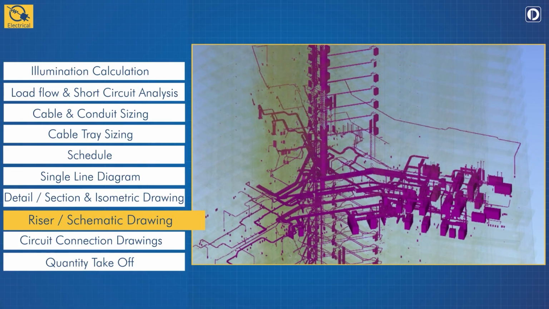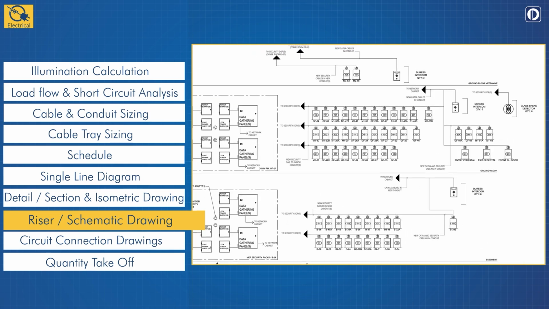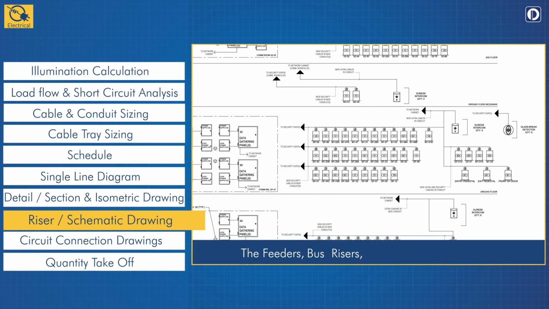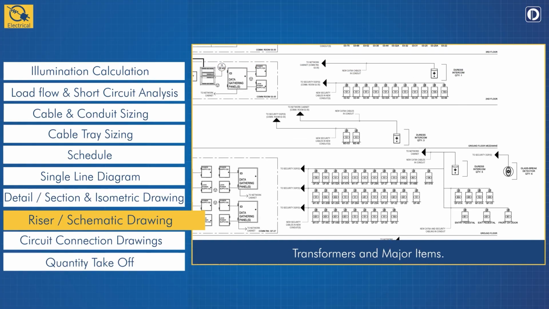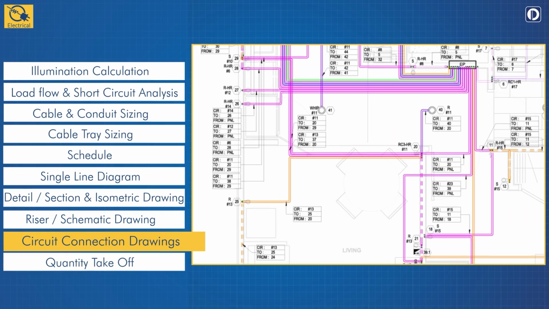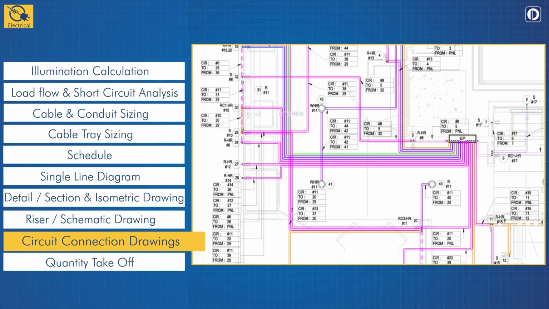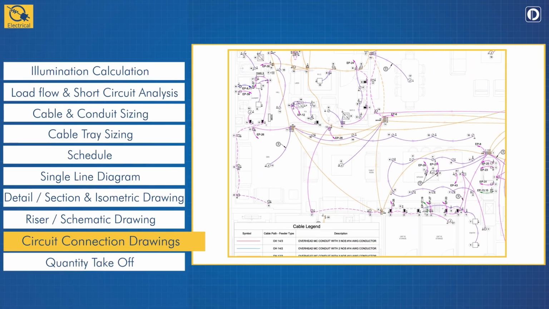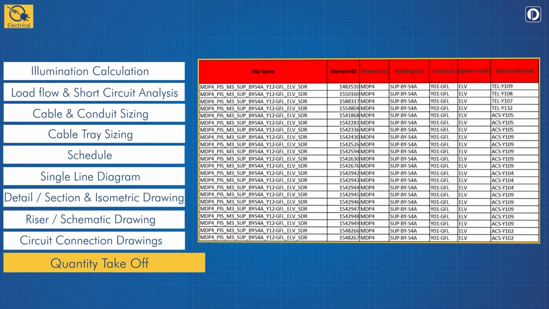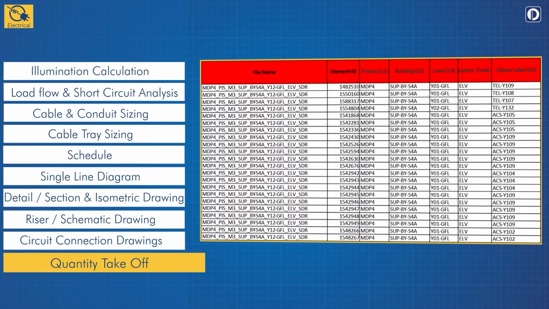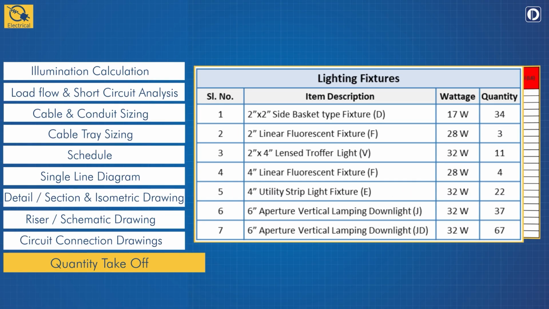Electrical riser diagrams display the major electrical equipment in a building, floor by floor. Here, you can see the feeders, bus risers, bus plugs, panel boards, transformers and other major items of equipment. Circuit connection drawings arrange all the components of the electrical circuit, in their actual physical locations. These are designed for the end users, helping them install connections and troubleshoot components. The final step is extracting accurate quantity takeoff from the 3D model. This aids material procurement, and allows you to optimize costs easily and efficiently.